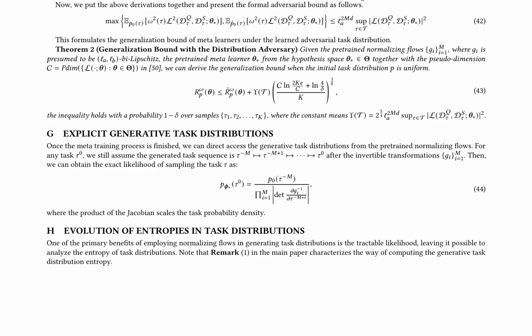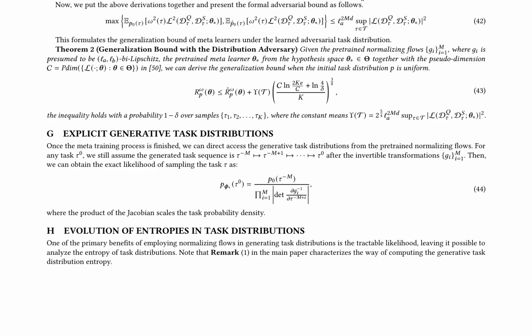The authors also present Theorem 2, which states that given certain conditions, including the bi-Lipschitz property of the normalizing flows, the generalization bound can be derived. The theorem involves the pseudo-dimension of the hypothesis space and the logarithmic term, which depends on the Lipschitz constant and the supremum of the loss function.